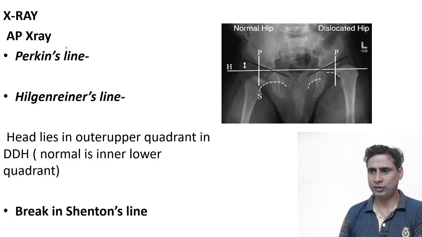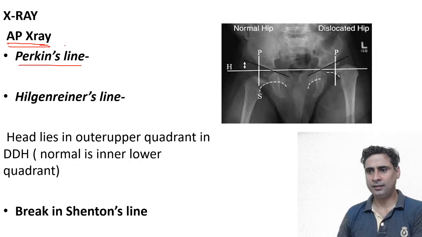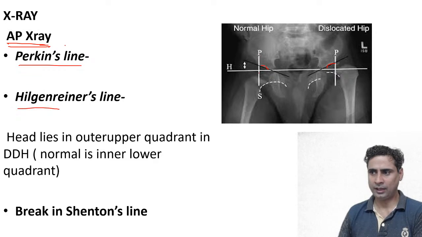On X-ray, especially on anteroposterior X-ray, there are some important findings. You will have to draw two lines: Perkin's line and Hilgenreiner's line. Perkin's line, what is Perkin's line? This is the acetabulum, this is the acetabulum, one vertical line from the outer edge of the acetabulum on both sides. This is Perkin's line. Now Hilgenreiner's line, one horizontal line through the triradiate cartilage, upper margin of triradiate cartilage. So this is Hilgenreiner's line.